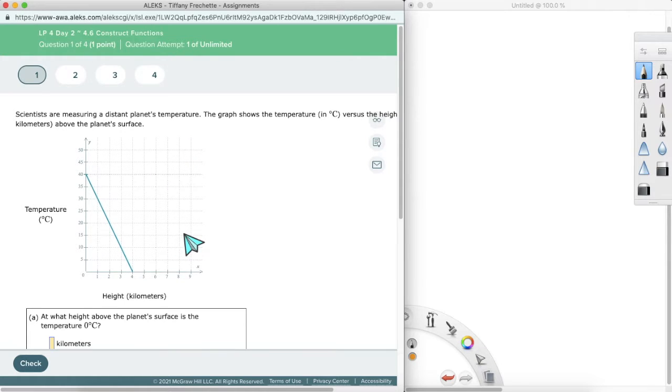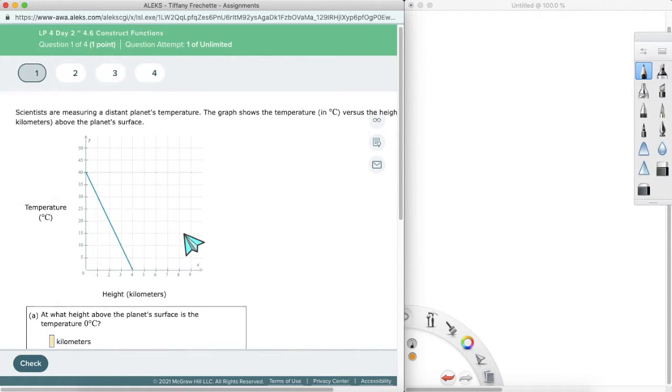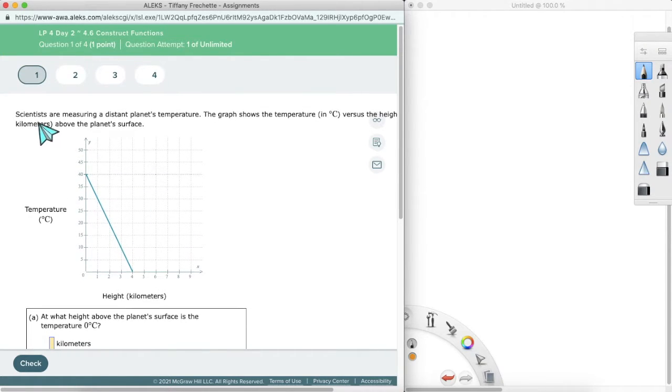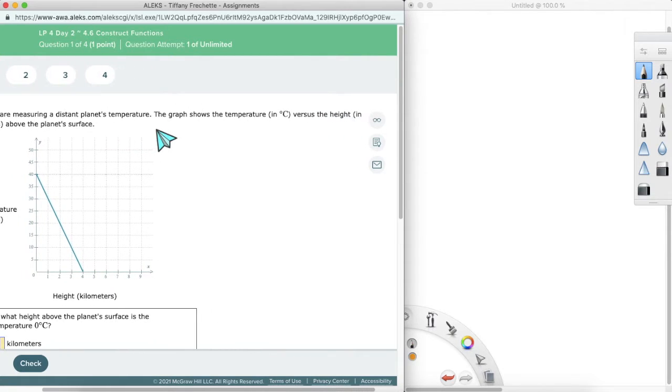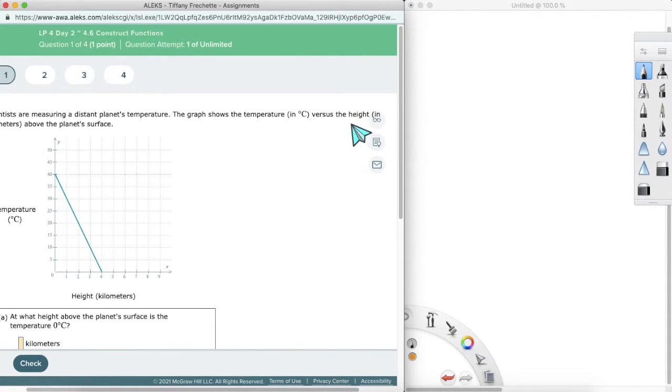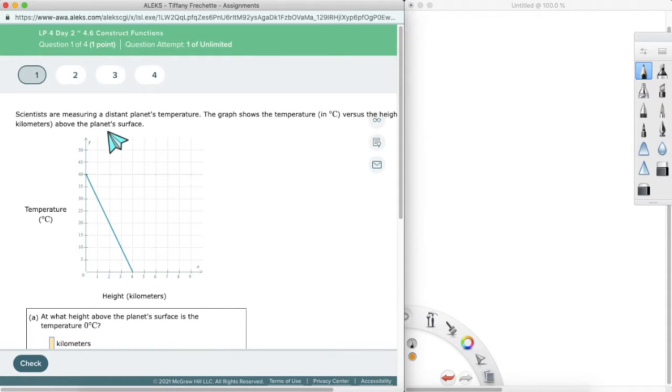All right, so let's go ahead and take a look at this one. We've been working in Chapter 4 for a couple weeks now, and now we're going to look at how to build a function. Scientists are measuring a distant planet's temperature. The graph shows the temperature in Celsius versus the height in kilometers above the planet's surface.